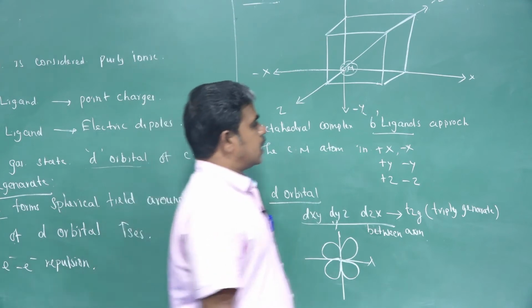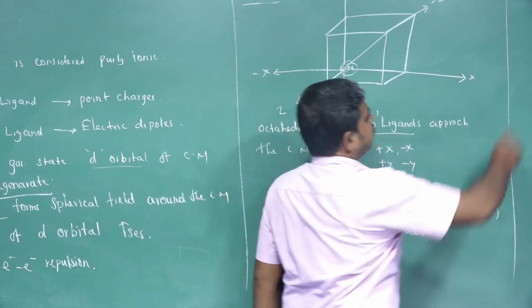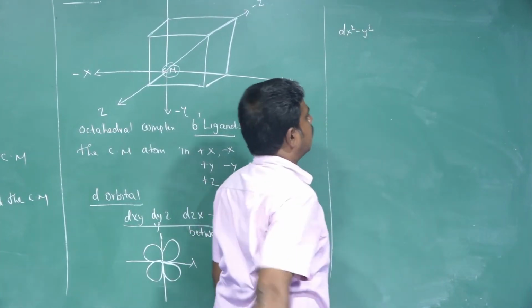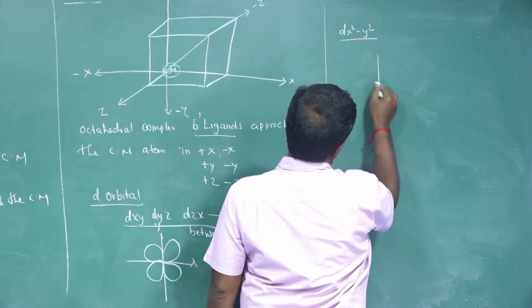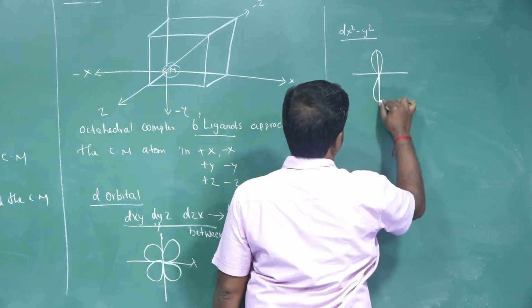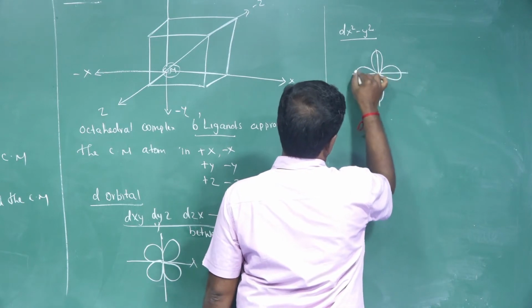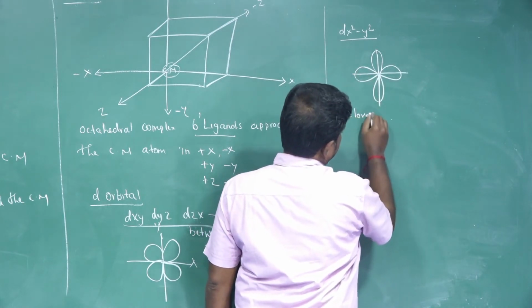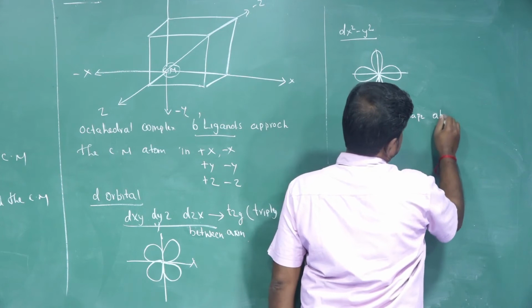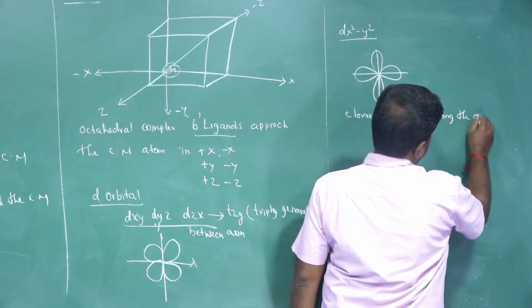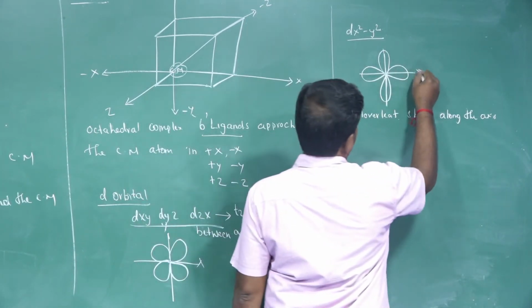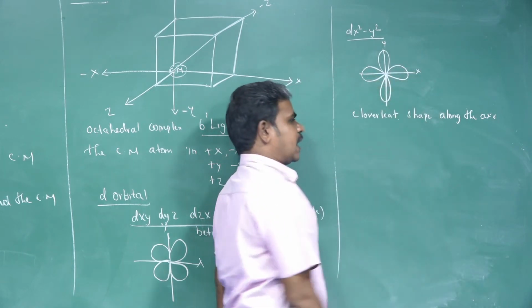Now the other two orbitals we are taking: the first is dx square minus y square. And what is the shape of this orbital? It is also a clover leaf shape, along the axis. So here this dx square minus y square is clover leaf and along the axis.